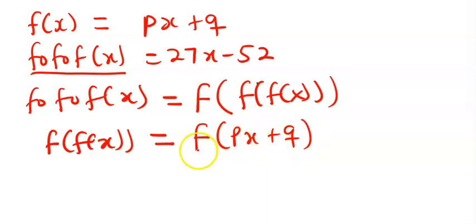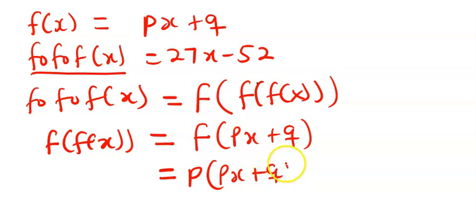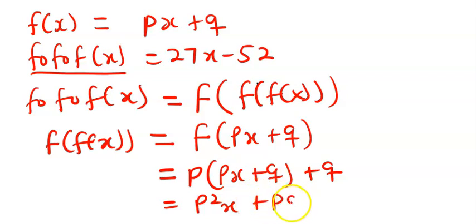So let's go back to the function f. Wherever we see x, we put px plus q. Then we have p times the bracket px plus q, plus another q. So that we have p times px, p squared x, plus pq plus q.